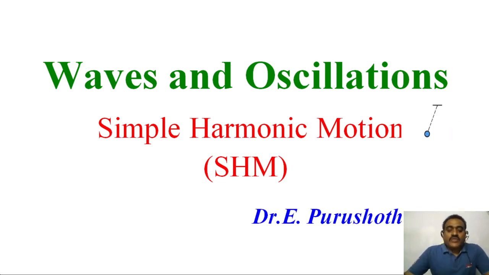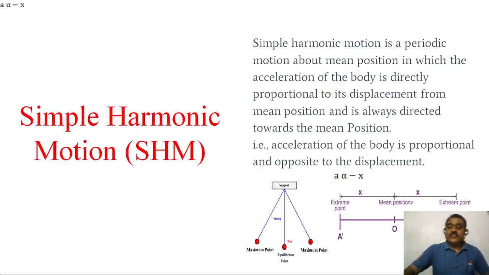Simple harmonic motion is a periodic motion about the mean position in which the acceleration of the body is directly proportional to its displacement from the mean position and is always directed towards the mean position.